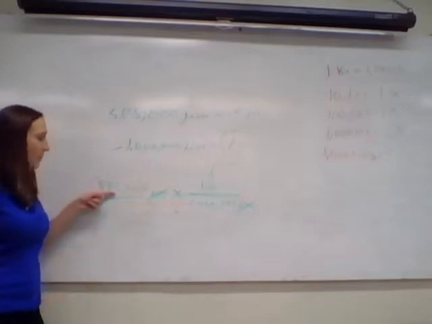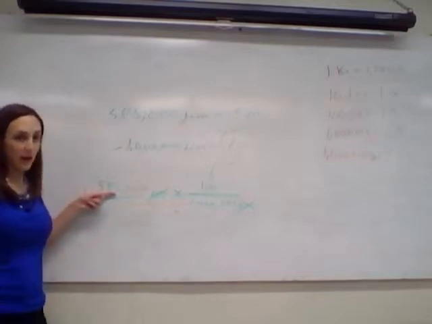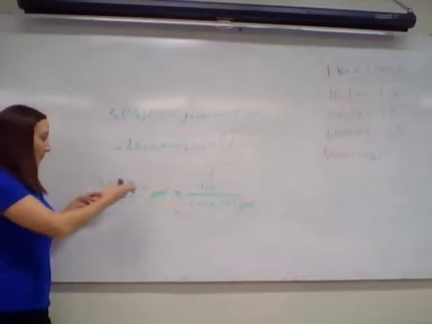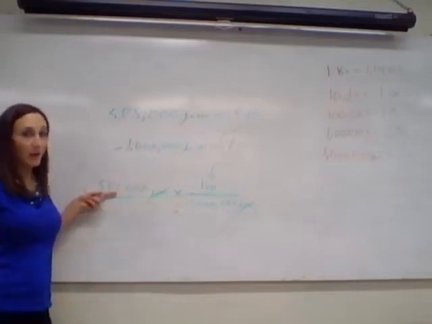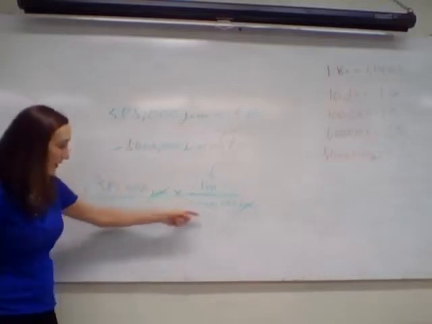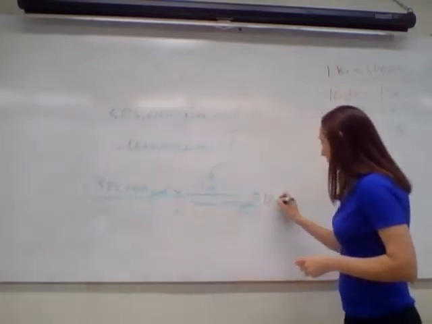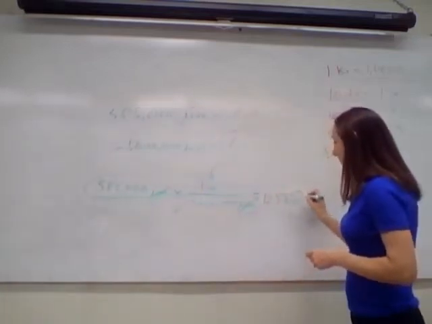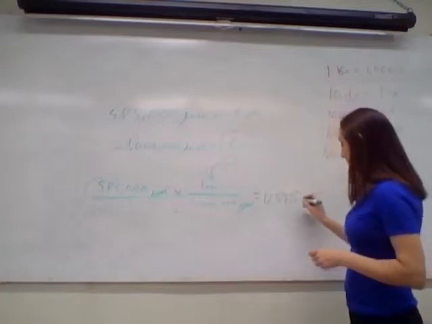Times the top, divided by the bottom. So this is 585,000 times 1. If you don't want to type that in your calculator, that's fine. You know that 585,000 times 1 is 585,000, but then we're dividing by the 1 million. And so that comes out to be 0.585, and then that would be meters.